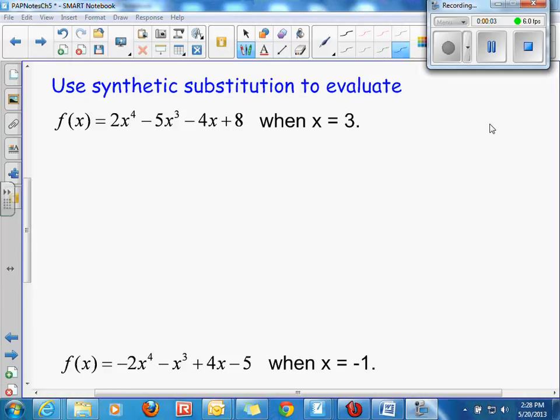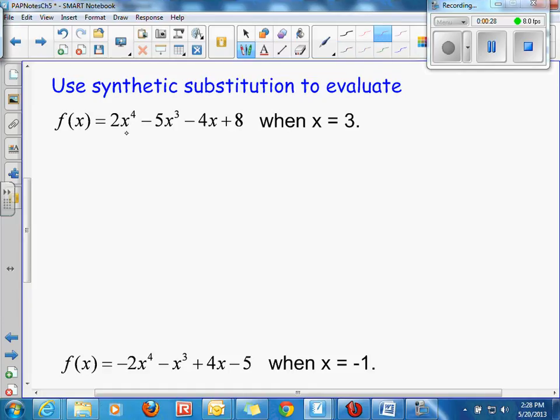This is on page 4 of your note packet, sample number 2, using synthetic substitution to evaluate. And we did one of these in class on Monday, but here is another sample to help you out with the assignment. So when you want to do synthetic substitution, you set up a rectangle here, but the first thing you need to do is make sure there's no gaps.